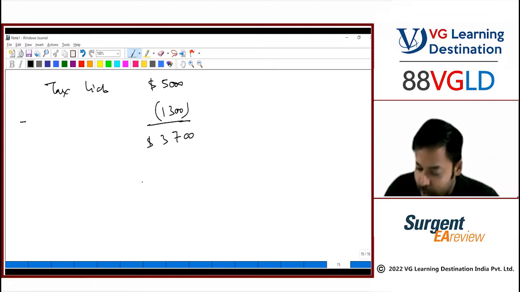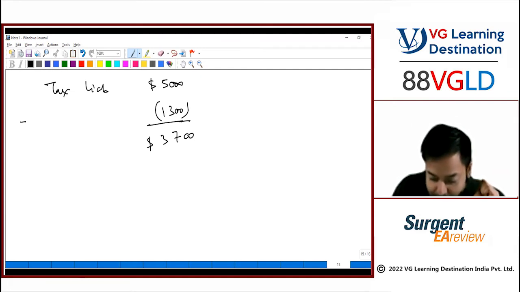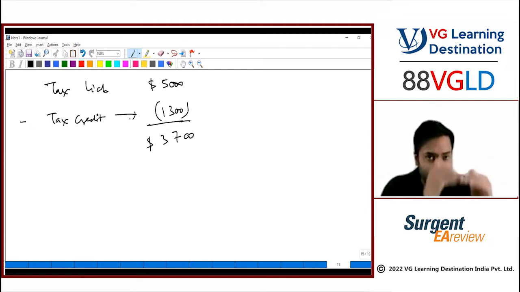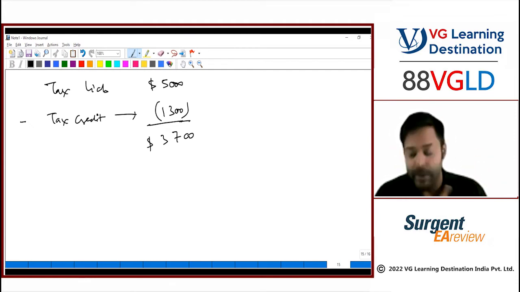Now you have to pay $3,700, right? Now, this is a tax credit. That means your liability directly goes down. Now it's your liability to pay 3,700. How do you pay? It's up to you.